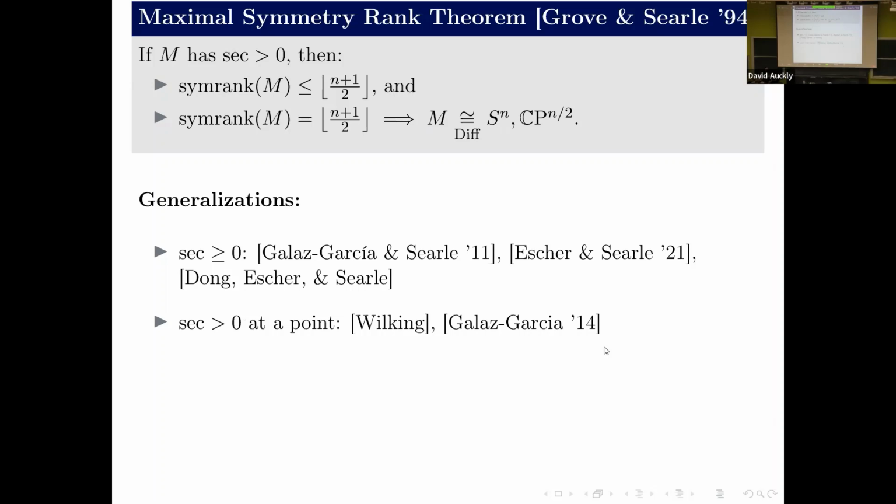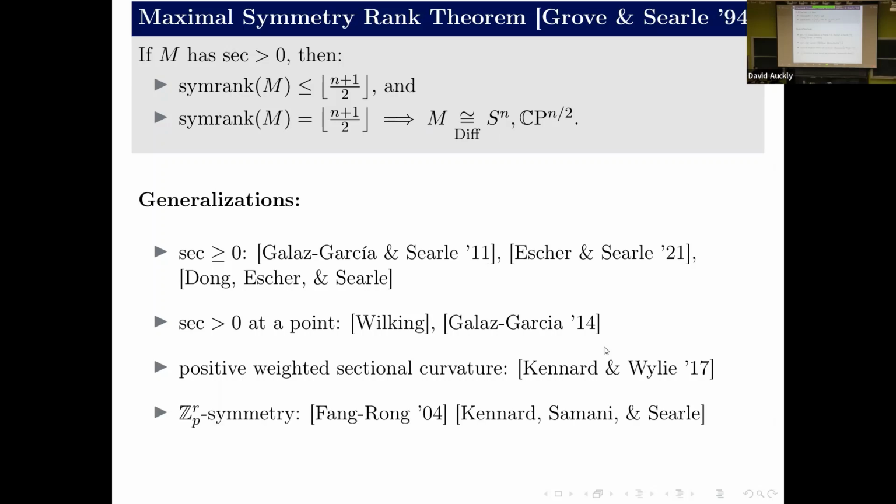Considering a manifold that has positive sectional curvature just at a point, where all the planes at one point are positively curved, Wilking generalized the symmetry rank upper bound, and Galaz-Garcia in dimensions 4 and 5 shows that you have the same rigidity as the maximal symmetry rank theorem. For positive weighted sectional curvature, Kennard and Wiemeler considered the maximal symmetry rank theorem and showed that it generalizes similarly, except the diffeomorphism rigidity is a homeomorphism rigidity. Positive weighted sectional curvature you can think of as a strengthening of positivity of the Bakry-Emery Ricci tensor. And if you replace the torus symmetry with a discrete abelian symmetry, then there is work by Fang and Rong and Kennard, Samani, and Searle.